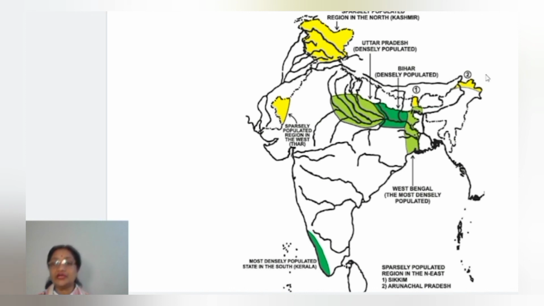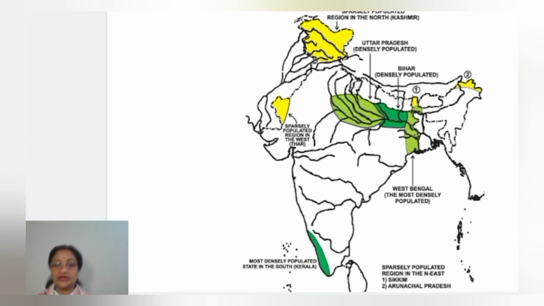Now children, if it comes to mark the sparsely populated region in the north, it's going to be Kashmir. You have to just mark this. If it comes to mark in the west, you have to just mark this part. This is Thar Desert. If it comes to mark in the northeastern parts, this is one area for Sikkim, the other area is Arunachal. So these are the areas of sparsely populated regions.